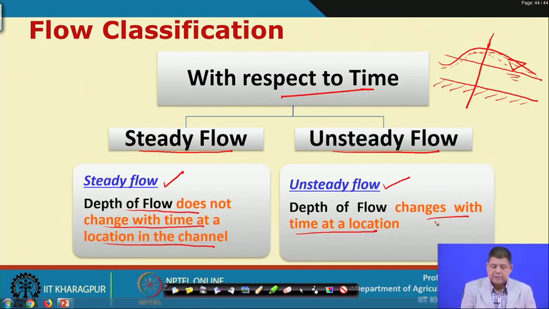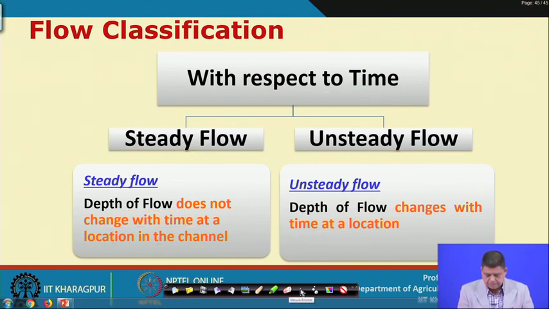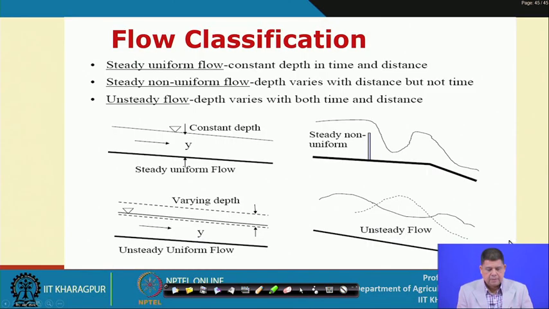So, with respect to time it is steady flow or unsteady flow, with respect to space it was uniform flow, non-uniform flow, with particle motion it was laminar flow or turbulent flow. So, different possible classifications of flow are possible. So, continuing with the flow classification.